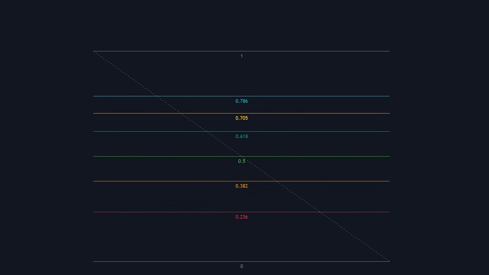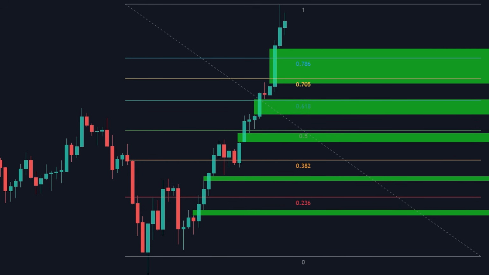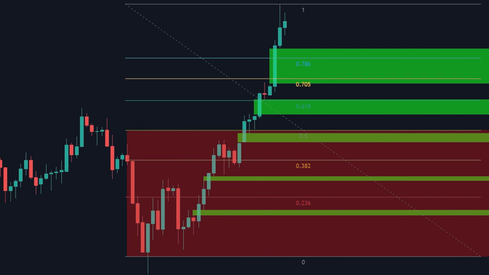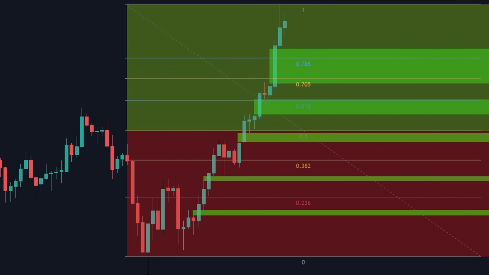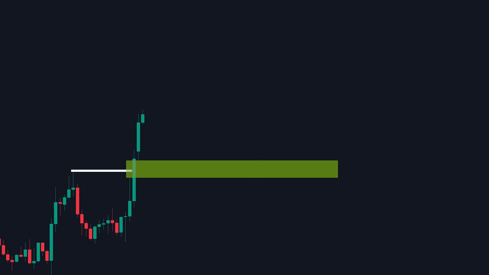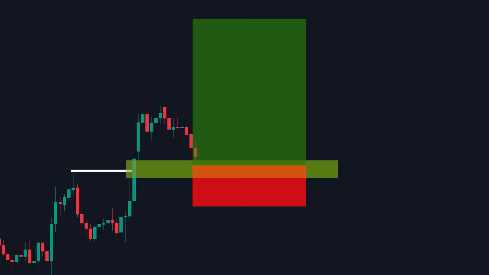Fifth, use the Fibonacci retracement tool to identify your highest priority gaps. Mark from the low to the high of the impulsive move. Focus only on FVGs in the lower portion for long entries and upper portion for short entries. Sixth, ensure there's a break of structure before the FVG formation. This confirms you're trading in the direction of institutional movement rather than fighting against the overall trend.